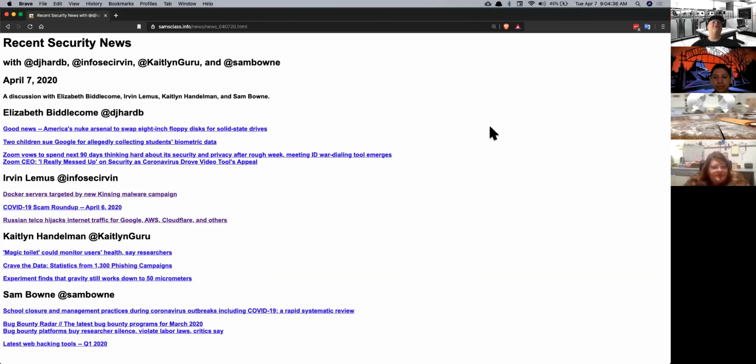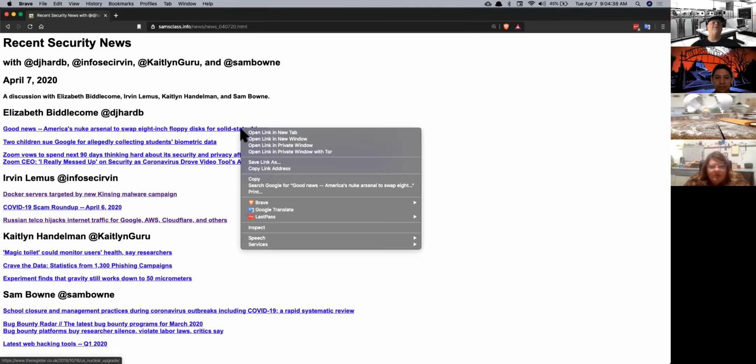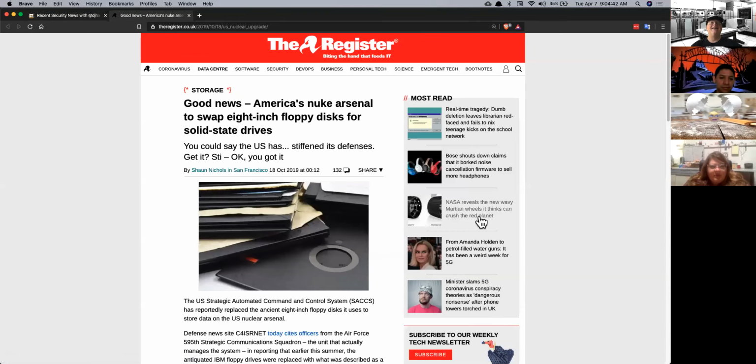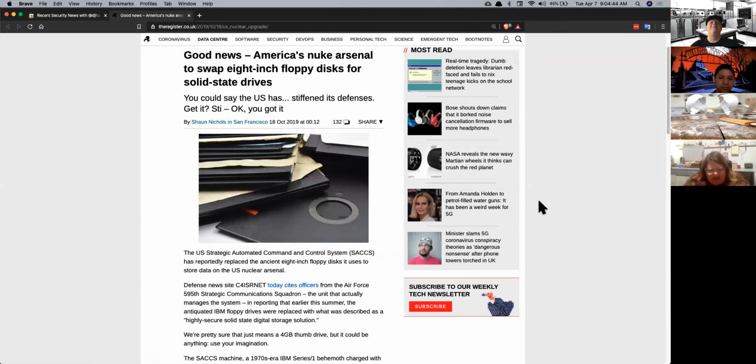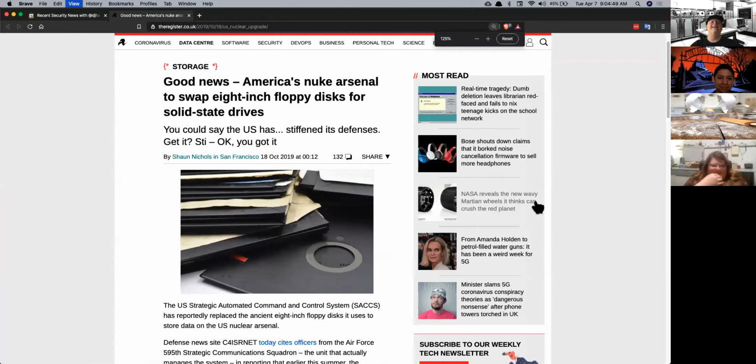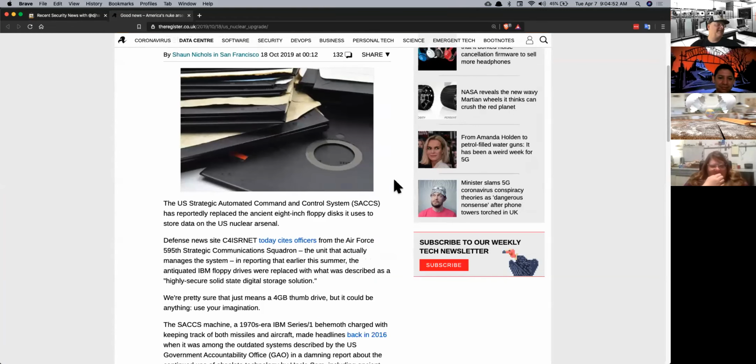Let's see how it looks. It looks like Liz is first with 8-inch floppy disks. Yeah, so this is old news, but it's still sort of timely. It's not as old as the technology that the government's using. And there's a good little bit of foreshadowing in this article.